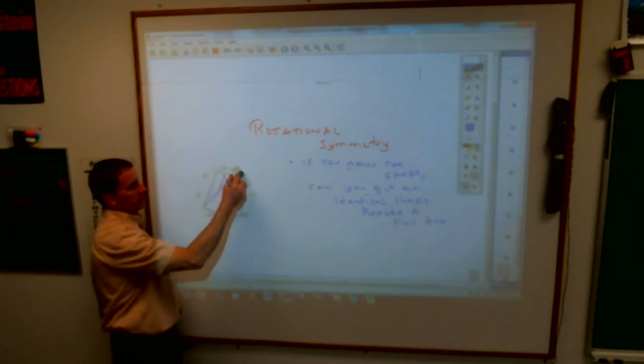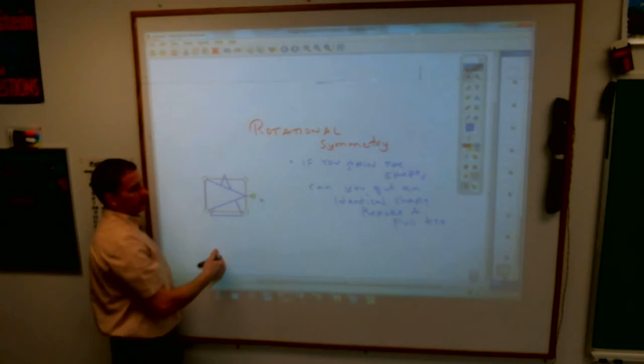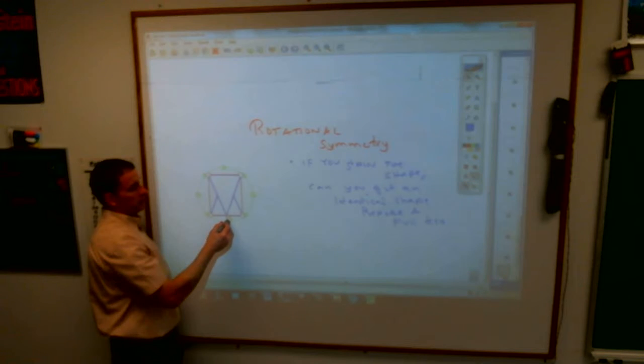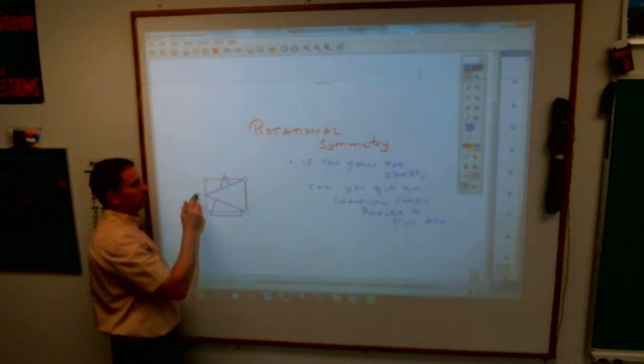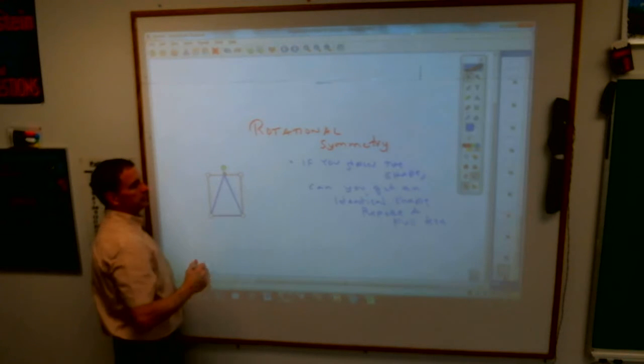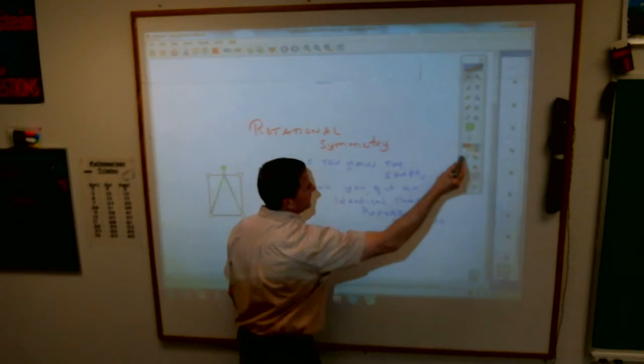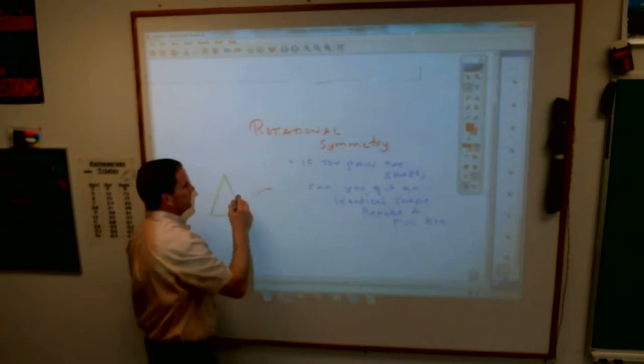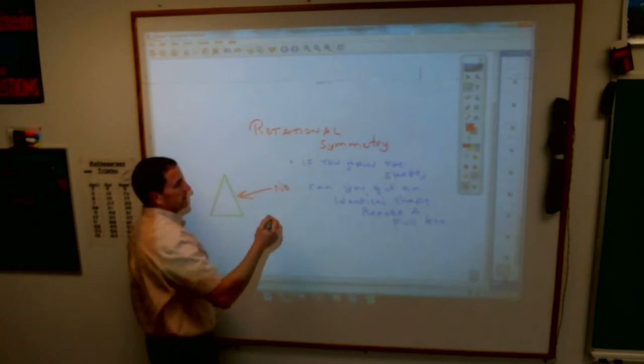So I go and I spin it. Alright, are those the same triangle? No. I go halfway, that same triangle? No, because this one's pointing down, that one's pointing up. I go here? No. I go all the way up? No. This triangle does not have rotational symmetry. Look, it changed colors on it.